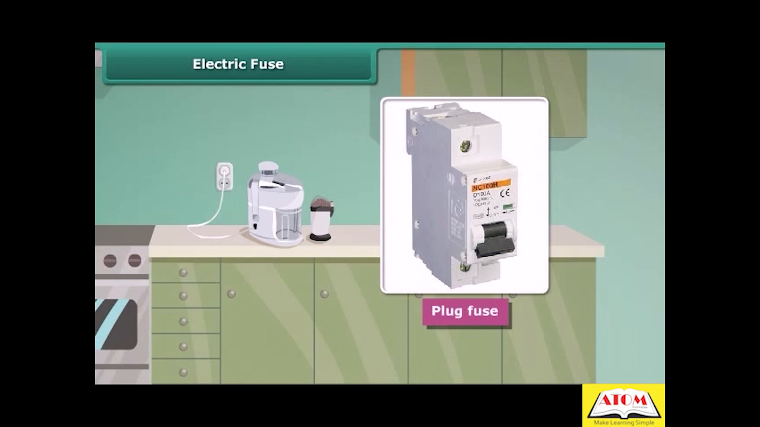Plug fuse is used in our houses. The plug fuse consists of two parts, namely, the porcelain casing and the porcelain grip. This fuse has a thin wire of tin and lead alloy which has low melting point. Cartridge fuse is generally used in electrical appliances.